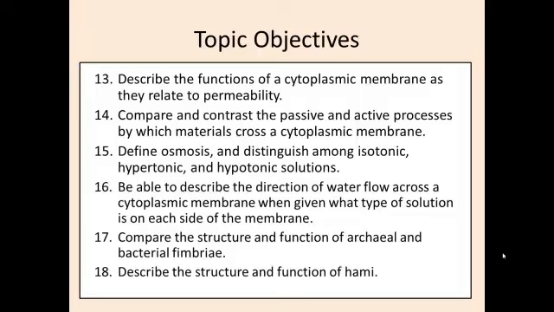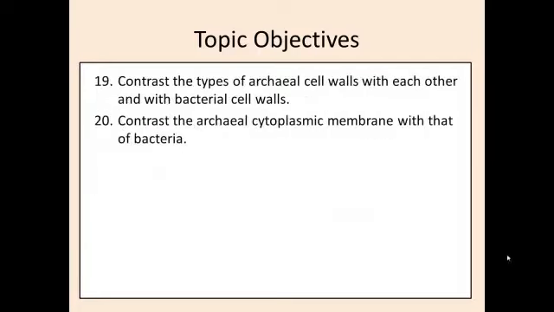Define osmosis, and distinguish among isotonic, hypertonic, and hypotonic solutions. Be able to describe the direction of water flow across the cytoplasmic membrane when given what type of solution is on each side of the membrane. Compare the structure and function of archaeal and bacterial fimbriae. Describe the structure and function of hami. Contrast the types of archaeal cell walls with each other and with bacterial cell walls, and contrast the archaeal cytoplasmic membrane with that of bacteria.